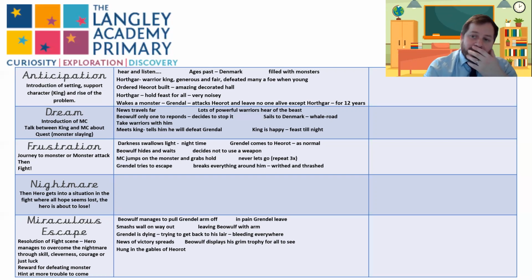So when we think about what we can change in this one, we can think about the manner of how our hero defeats the monster. Does he pull an arm off, or is there something else that happens in order that we know that it's still defeated? Does he escape and die on his way to escape, or does he die within the hall itself? How does the news spread? What does the hero do in order to show his victory to everybody else?